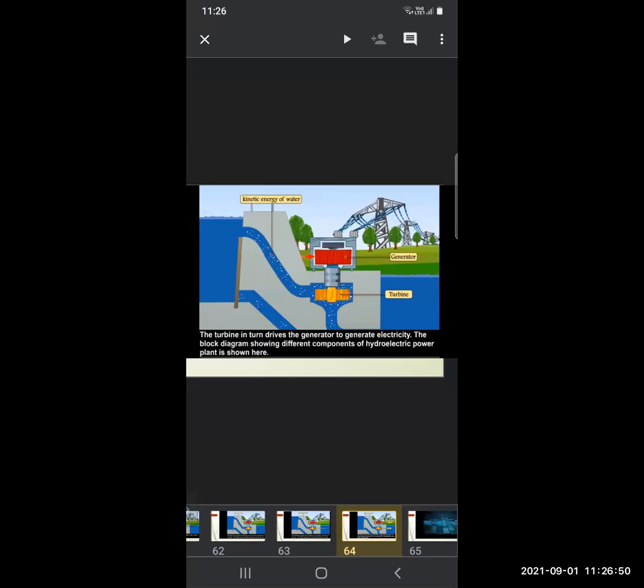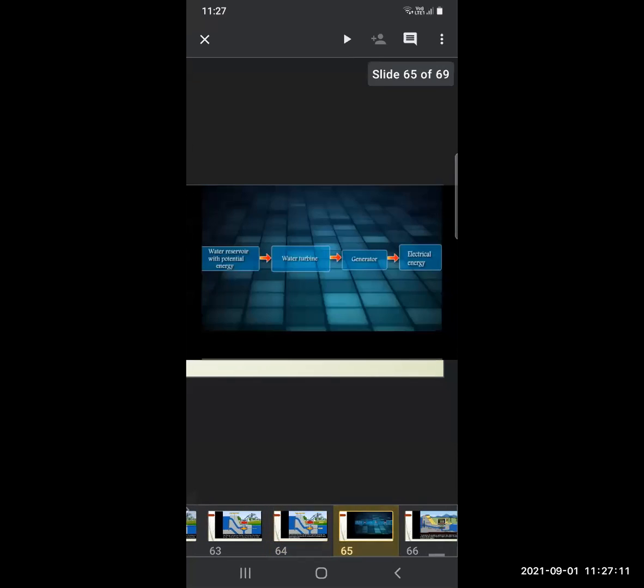The block diagram showing different components of a hydroelectric power plant is shown here. This is the turbine, the generator, and the electricity is generated. This is called the hydroelectric power plant. This is the flow chart: water reservoir with potential energy, then water turbine goes to generator and electric energy is generated.